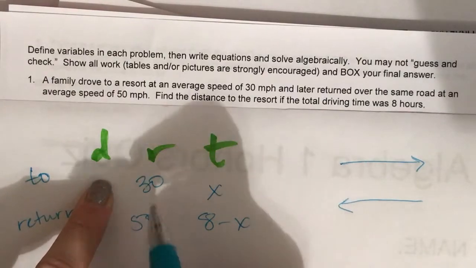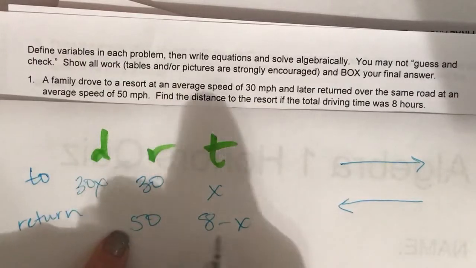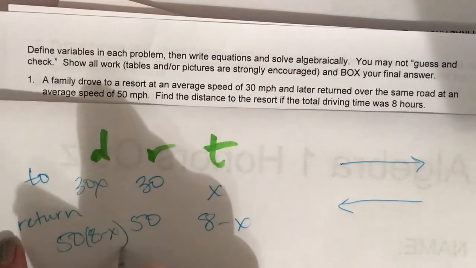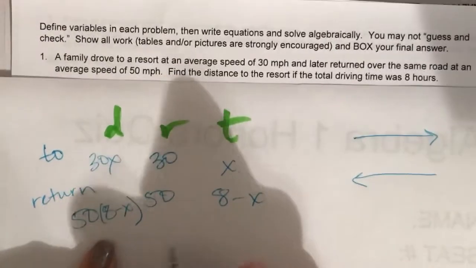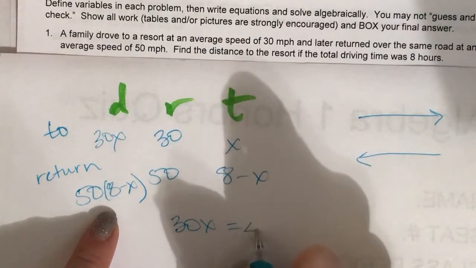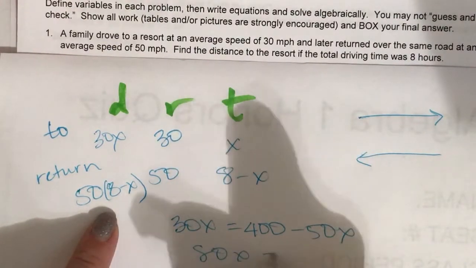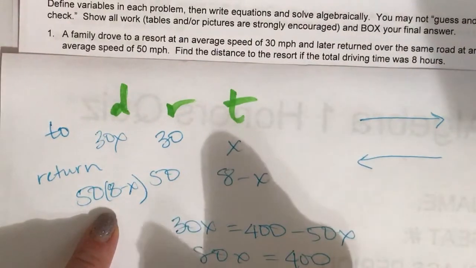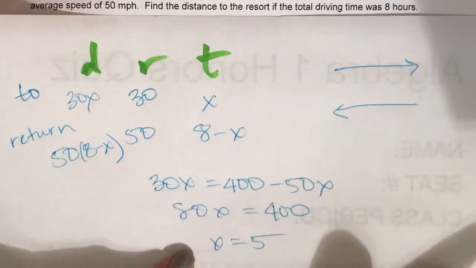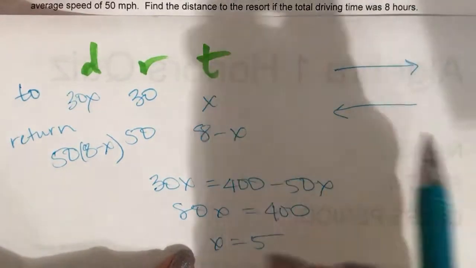So our distance, which is rate times time, is 30X, and then 50 times quantity 8 minus X. And we're going to set those equal to each other. So 30X equals 400 minus 50X, and solve that, which doesn't exactly answer our question yet, because the question was to find the distance to the resort.